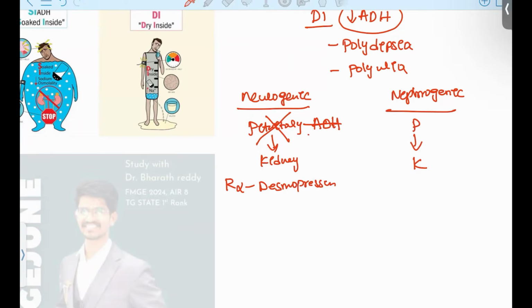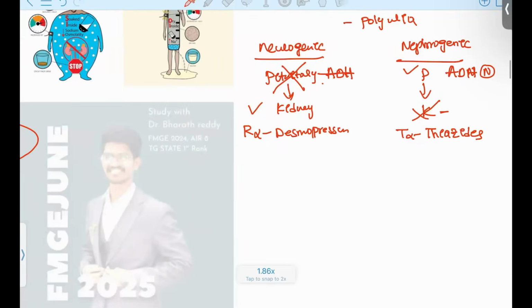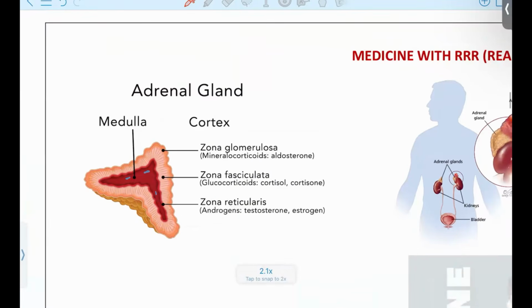But in nephrogenic, ADH is normal, but the kidney cannot respond properly. For this patient, you can treat with thiazides. So you have to know the cause, which one is the culprit in this situation. And the test that we can perform in this patient is the water deprivation test.